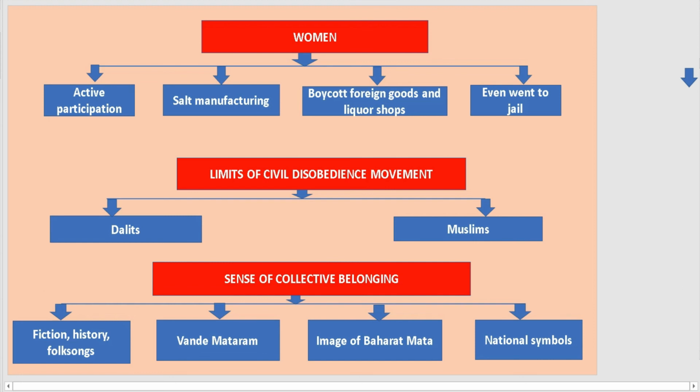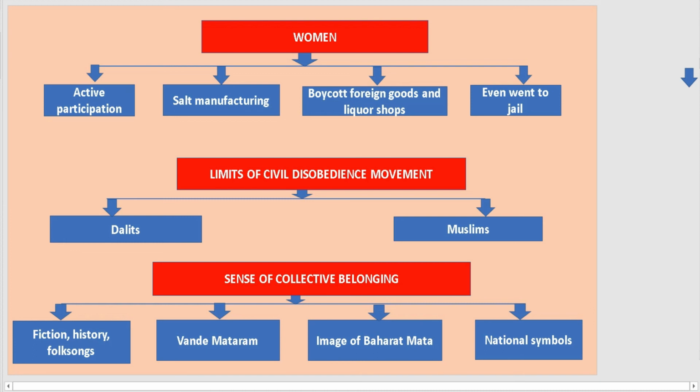Next, it is given limits of the civil disobedience movement. Here, Dalits and Muslims. Some communities, related to Dalits, did not participate, or if they participated, a very small number of people participated. Same for the Muslim community also.